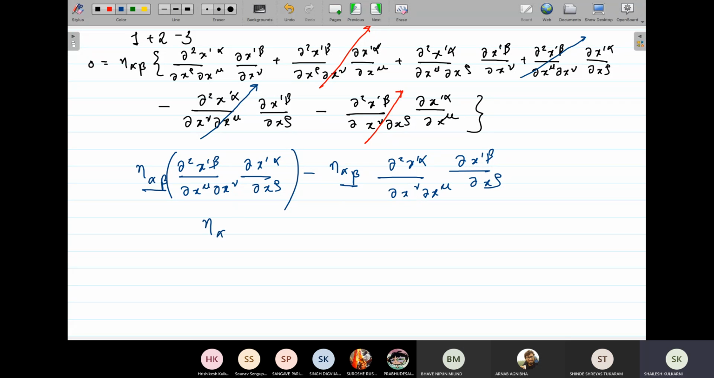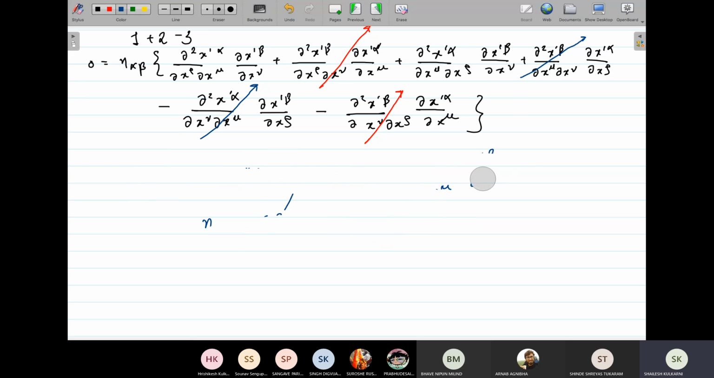Okay, any symmetric matrix and any arbitrary matrix. Okay, what is this thing? Which is same as eta alpha beta A beta alpha, right? If this is symmetric, but eta is always symmetric. Okay, so hence this third term and fourth term will cancel. Okay, is that clear?